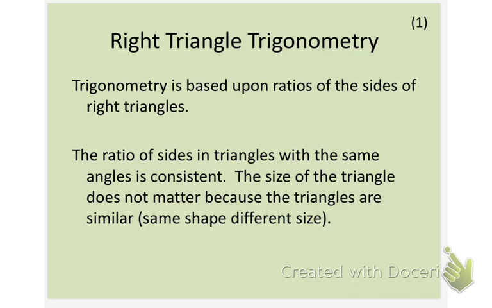So now go ahead and turn to the very first page. This is what we'll be filling out for notes today. And we're really talking about right triangle trigonometry. So trigonometry is based upon ratios of the sides of right triangles. The ratio of sides in triangles with the same angles is consistent. The size of the triangle does not matter because the triangles are similar.